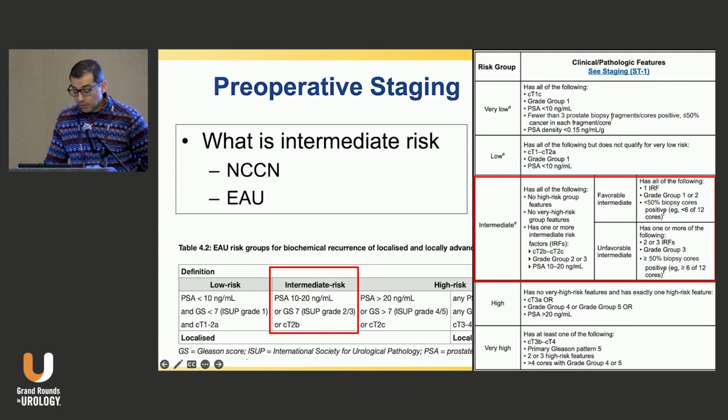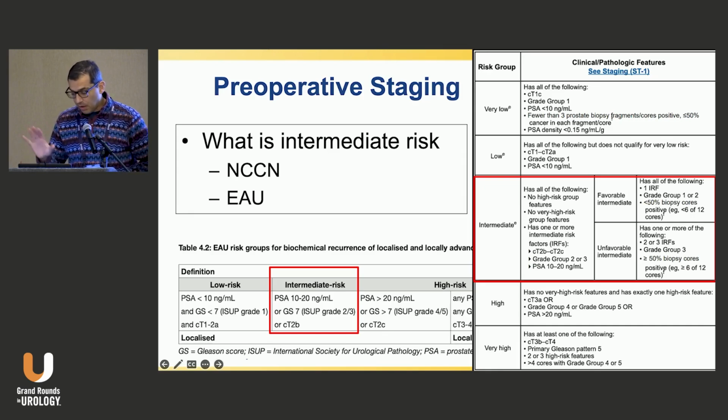PSA between 10 and 20, Gleason grade group 2 or 3, so Gleason 7, or a clinical T2b. The NCCN further classifies them into favorable intermediate and unfavorable intermediate.